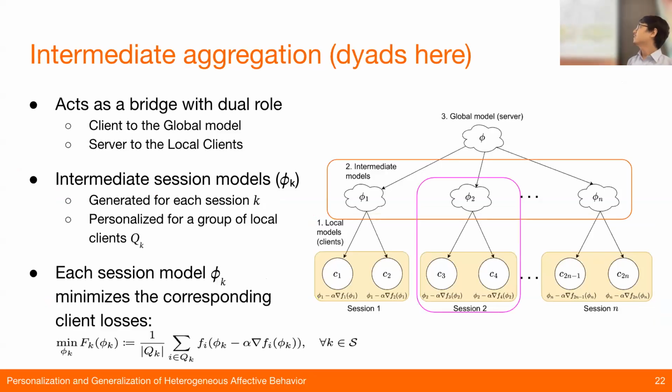For the intermediate aggregation, the second layer, it acts as a bridge. It acts as a client for the global server model, and as a server for the client models. In the intermediate aggregation, we train multiple different session models, equal to the number of sessions. Each session has one session model, and those session models are personalized for the group of local clients within the same session only. They are updated by minimizing the losses of the corresponding clients.